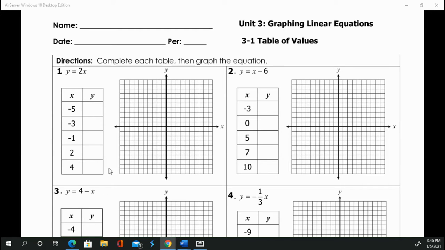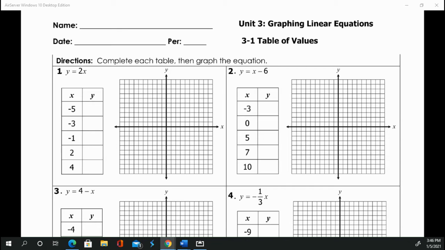These are the problems from your Jamboard practice assignment for 3-1 on the coordinate plane and graphing using a table of values. So what we're doing here is we are given an equation, for example, y equals 2 times x, and we're going to substitute each of these x values in for x to get out the corresponding y value. We're then going to plot each point and graph the line.